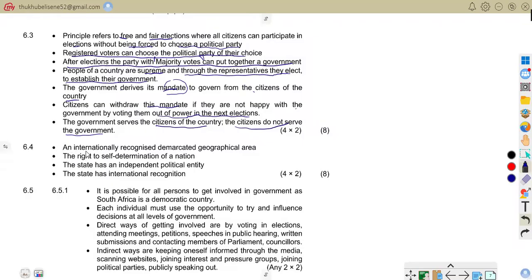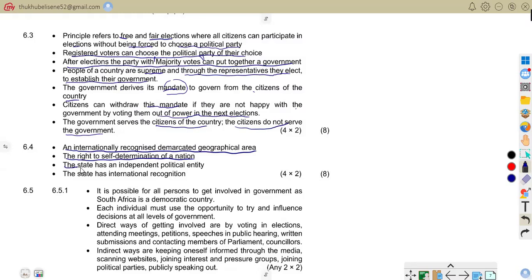6.4. An internationally recognized demarcated geographical area. Remember, we are on characteristics of a state. So it is an internationally recognized demarcated geographical area, meaning it is a defined territory with recognized borders. For example, South Africa's borders are internationally recognized. Also, the right to self-determination of a nation. So the state has the authority to govern itself.